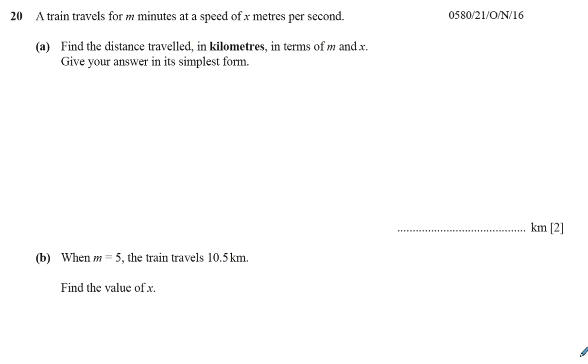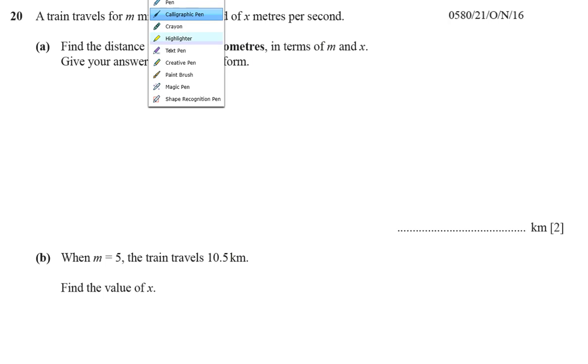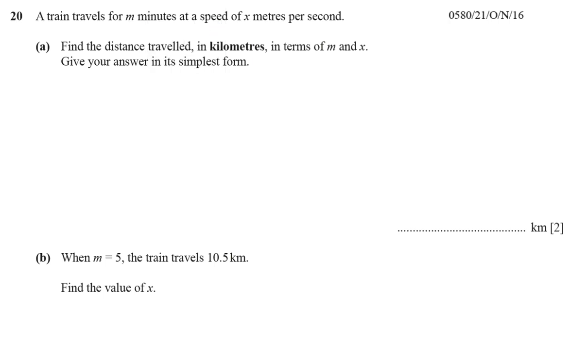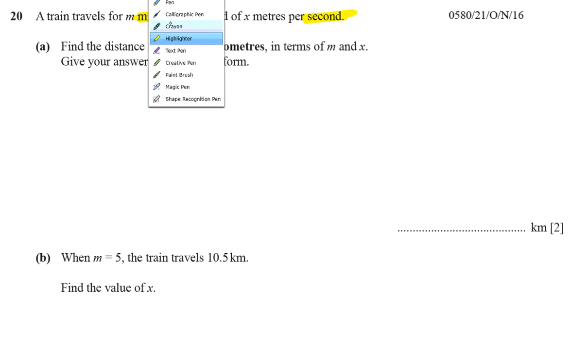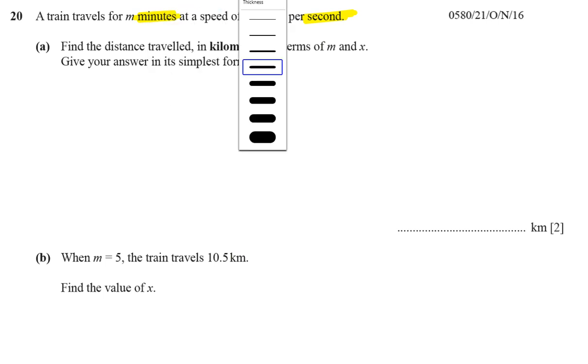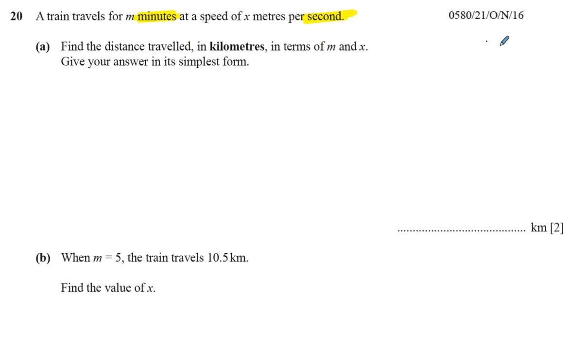Okay, so here we have question number 20, October, November 2016, paper 2, variant 1. The train travels for m minutes at a speed of x meters per second. So the first thing, straight away, warning sign in your brain. Minutes, second. Okay, units, problem. Well, not a problem, just take care. Don't be negligent here. You got to be concentrating here.